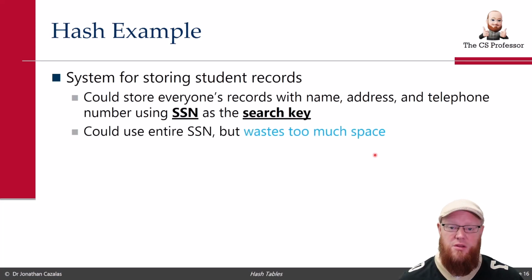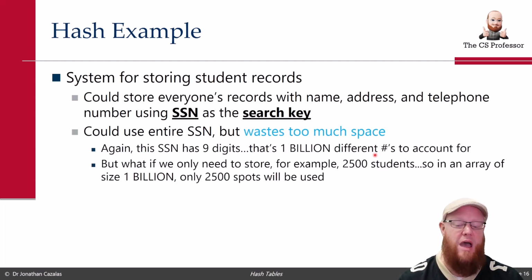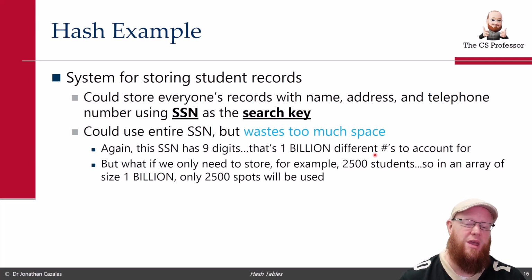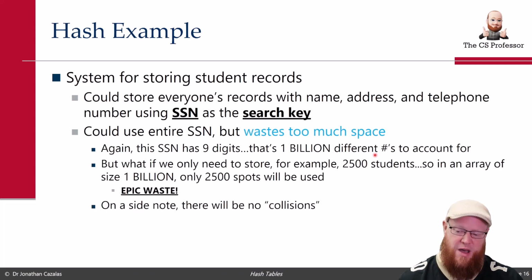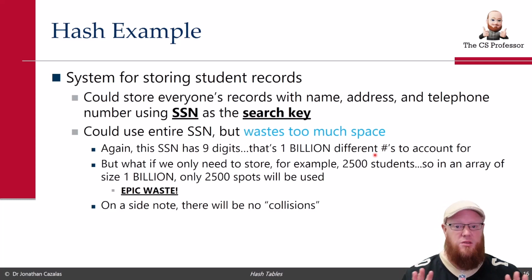Of course, as mentioned, we could use the entire social security number as their index, but that would require what? An array of size billion. That would be an epic waste. So that would be a problem. In our case, what if we only want to store 2,500 or 3,000 or even 5,000 students, for example? We don't need an array of size 1 billion to store 2,500 spots. Epic waste. However, let's understand the value though.